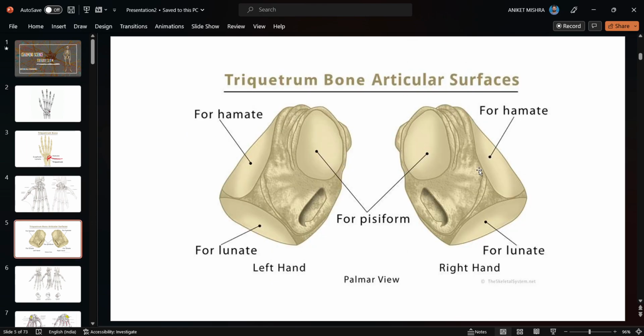When we talk about the surfaces of the triquetrum, we will find that the superior surface presents a medial rough non-articular portion and a lateral convex articular portion, which articulates with the triangular articular disc of the wrist.